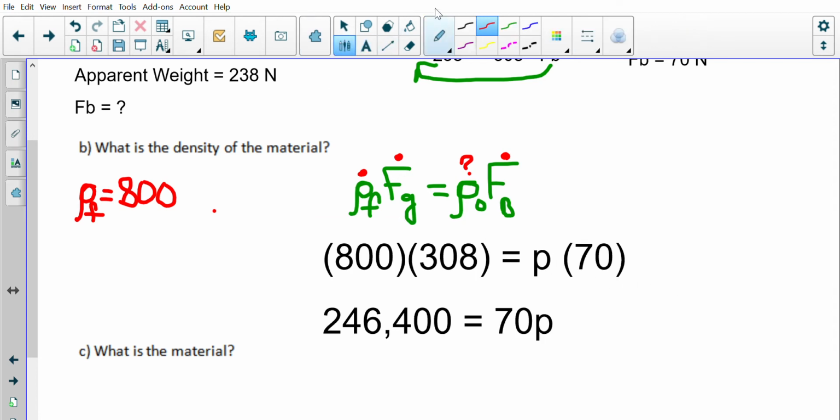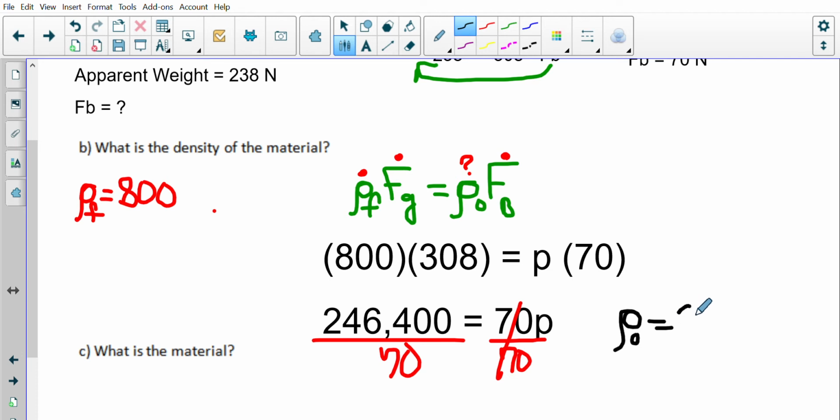And then our last step here to find the density of the object is I'm going to divide both sides by 70. So I take that great big number there, and I divide it by 70. Let's see here, turn the calculator on, 246,400 divided by 70, and we get, wow, right on, 3,520 is our density, and again, that is kilograms per cubic meter.